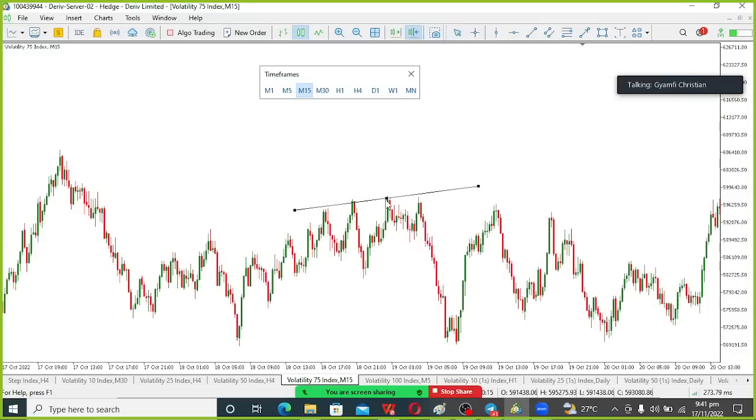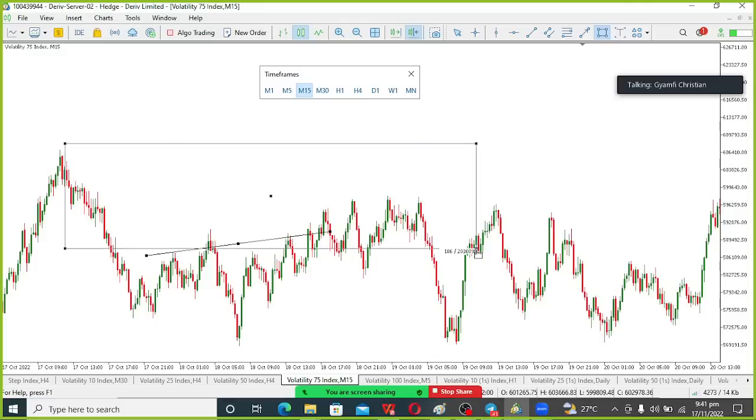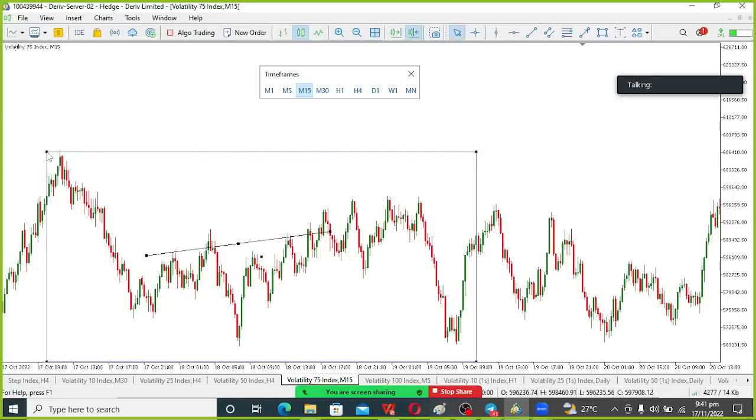So here, if I want to draw my trend line, I can just look out for the obvious ones. So this could be the first point, and then I consider this as my second point, depending on where I want to cover. If I want to cover this whole area, it means that this would be my first point, and then I look out for another point over here.